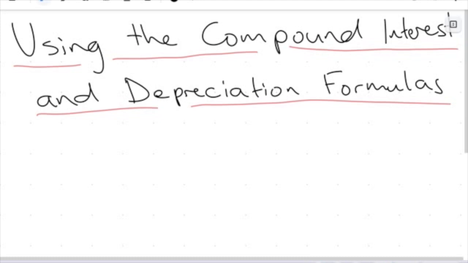Now, in the previous video, we looked at the depreciation formula, and a while back we also covered the compound interest formula. In this video, we're just going to use what we learned and the formulas we derived to actually work through some questions in which we want to use these two formulas. Now, we're going to do one question for each. So one question for compound, one for depreciation.